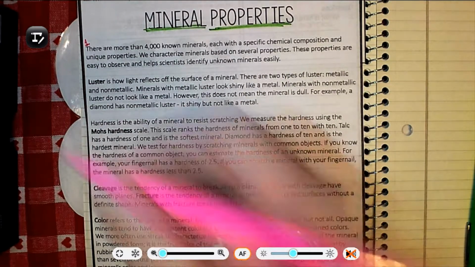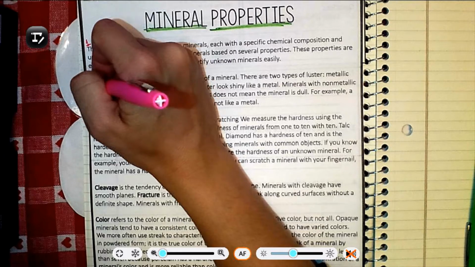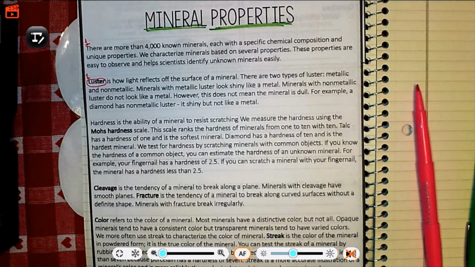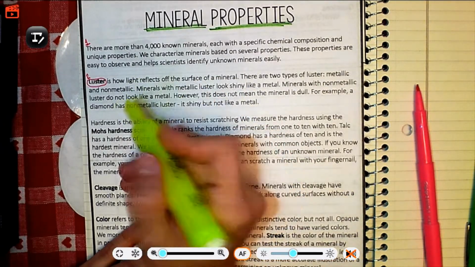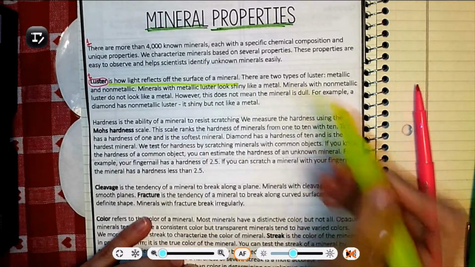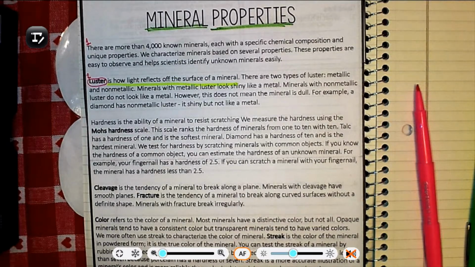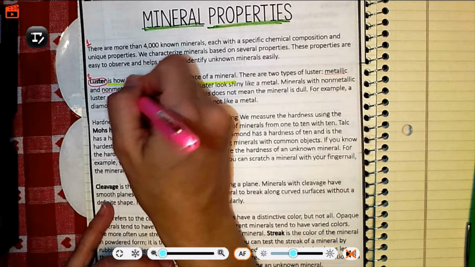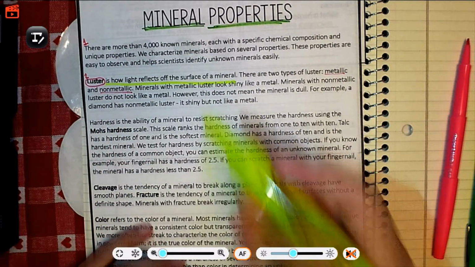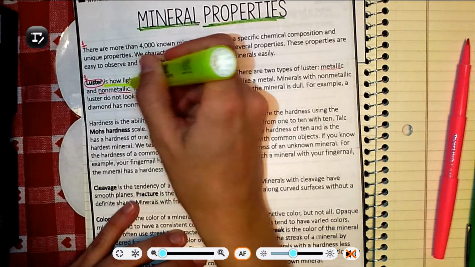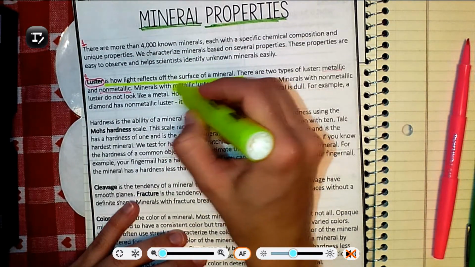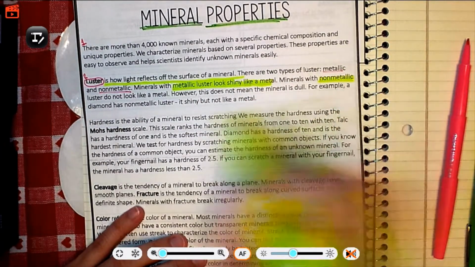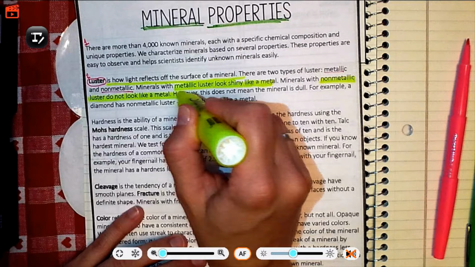First property we're going to talk about in paragraph 2 is luster. Luster is how light reflects off the surface of a mineral. There are 2 big types of luster. Those are metallic and non-metallic. So minerals with metallic luster look shiny like a metal. Minerals with non-metallic luster do not look like a metal.